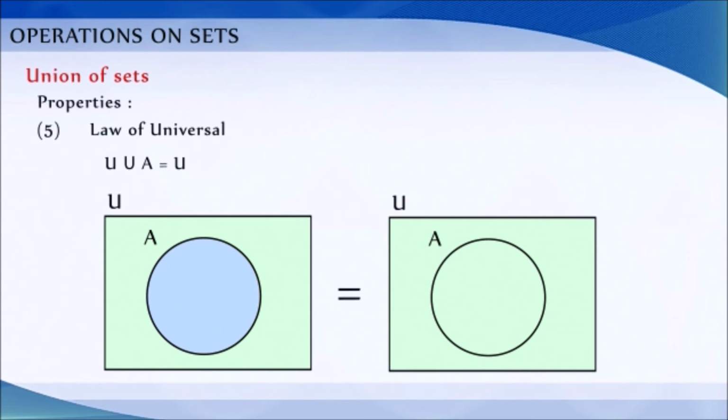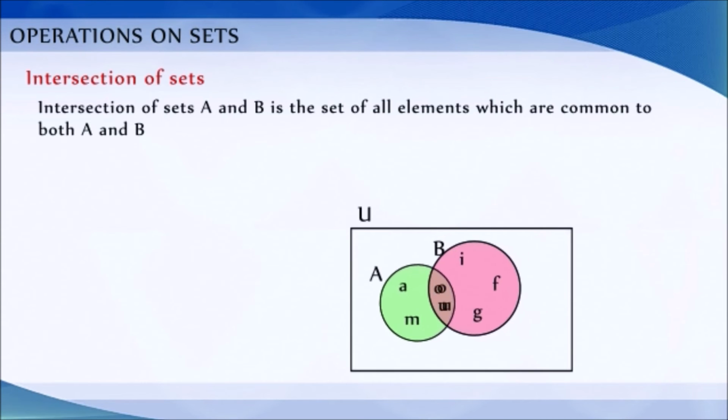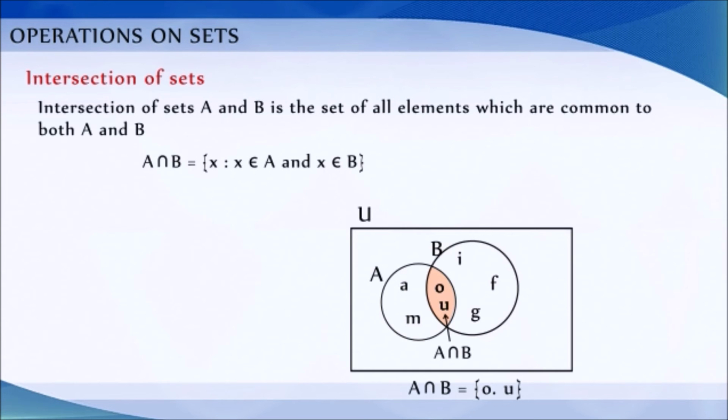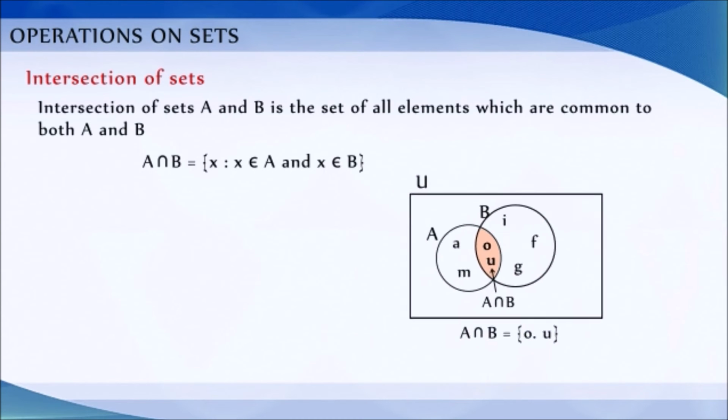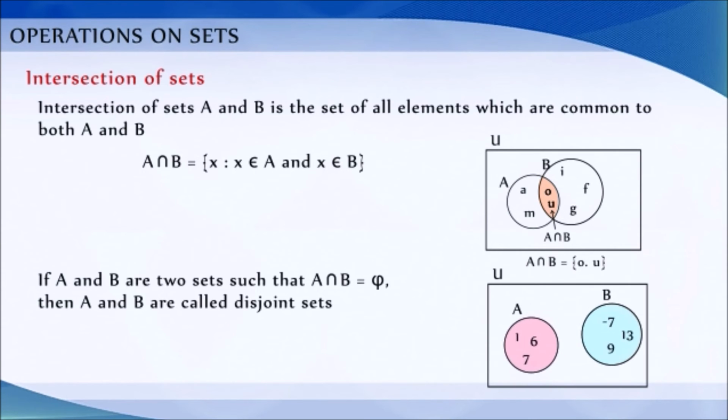The intersection of sets A and B is the set of all elements which are common to both A and B. That is, A ∩ B = {x : x ∈ A and x ∈ B}. If A and B are two sets such that A ∩ B = ∅, then A and B are called disjoint sets.